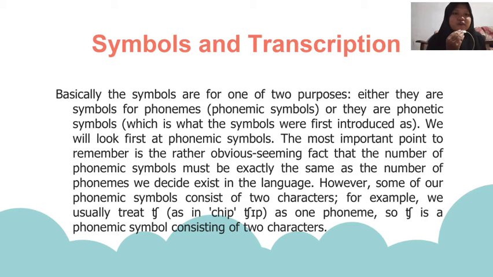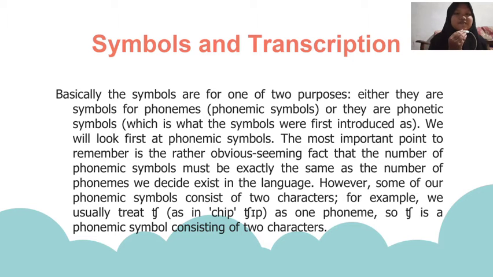The most important point to remember is the assumption that the number of phonemic symbols must be exactly the same as the number of phonemes we decide exist in the language. However, some of our phonemic symbols consist of two characters. For example, we usually treat ch as in chip as one phoneme, so ch is a phonemic symbol consisting of two characters.